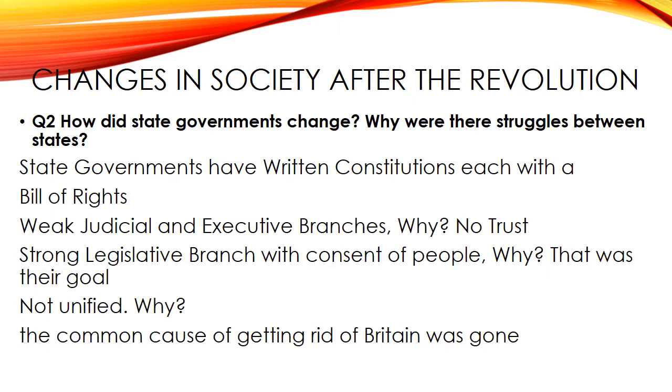2. How did state governments change? And why were there struggles between certain states? All right, so that's our next question. And now the state governments, they actually had some written constitutions jotted down, and every single state at the time, there were 13 states, and they each had their own Bill of Rights, a written down Bill of Rights.